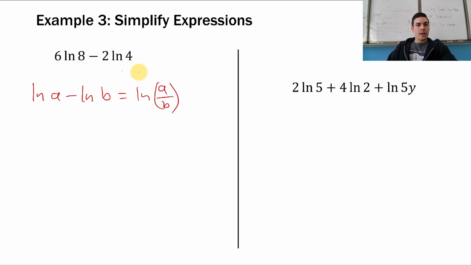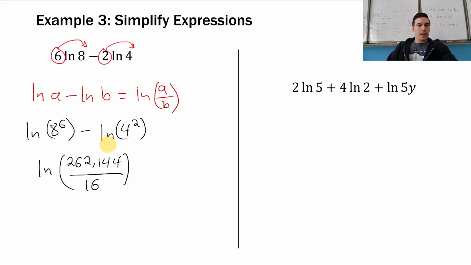Let's use that in conjunction with our power property that says if I have a coefficient out here, I can bring that coefficient into my exponent, for what's inside my logs. So I'm going to write this as natural log of 8 to the 6th minus natural log of 4 squared. Then we can use this quotient property. That's going to be natural log of, 8 to the 6th is 262,144, and 4 squared is going to be 16.